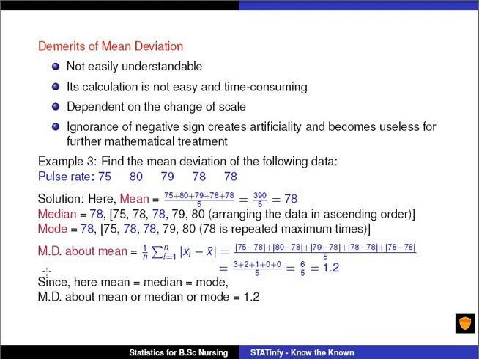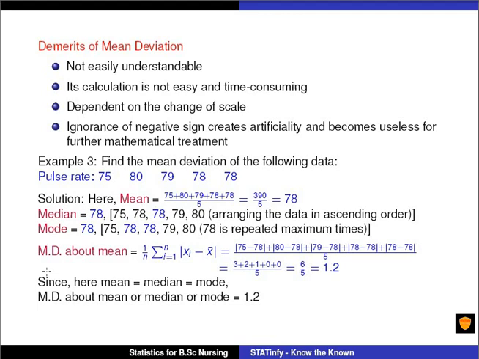And it is dependent on change of scale. The ignoring of the negative sign creates artificiality and becomes useless for further mathematical treatment. We know that one of the criteria for a good measure of dispersion is that it should be useful for further mathematical treatment also. But here, since the mean deviation ignores the sign of the differences of observations and averages, this creates artificiality in the measure, and that's why it is not useful for further mathematical treatment.